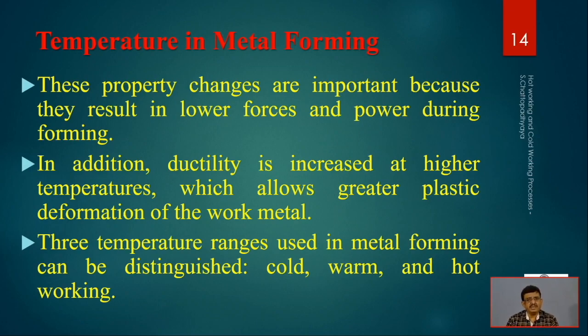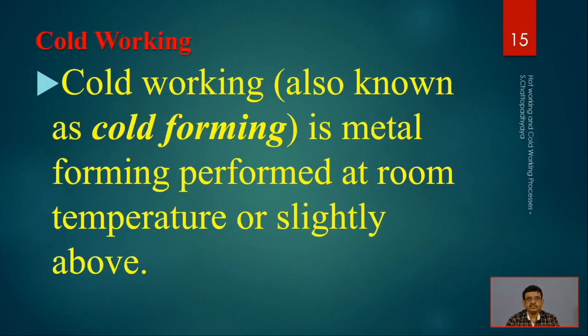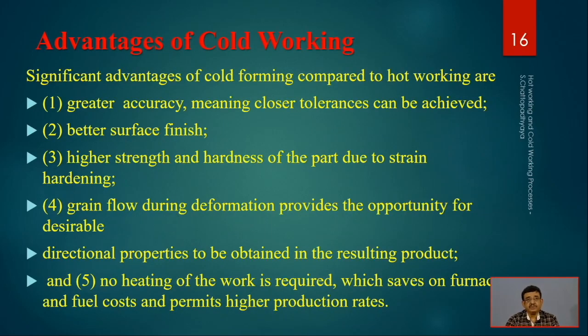And three temperature ranges used in metal forming, I have already discussed in the previous class, can be distinguished: cold, warm and hot working processes. Cold working, known as cold forming, is metal forming performed at room temperature or slightly above that. So no hassles for temperature enhancement. The first significant advantage is that you don't have to heat it. In terms of yield, the advantage is greater accuracy, meaning closer tolerances can be achieved.